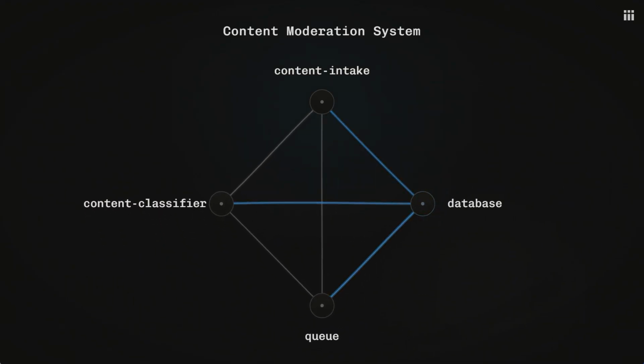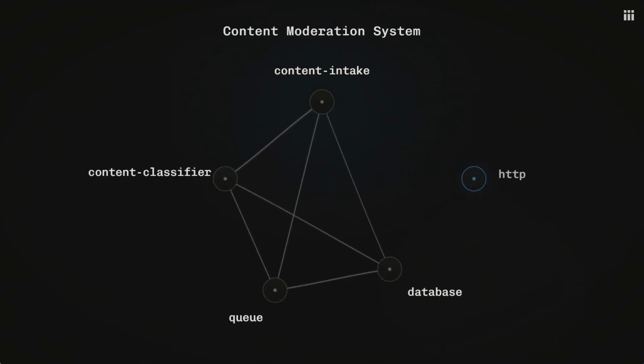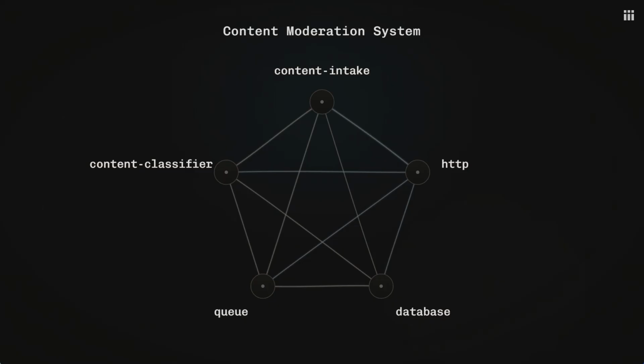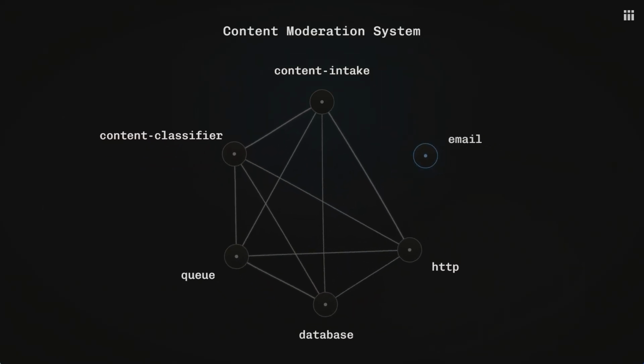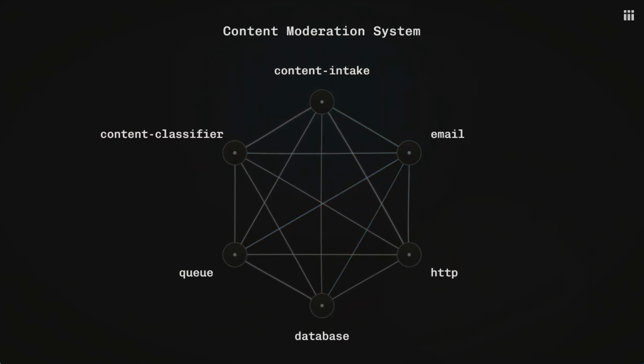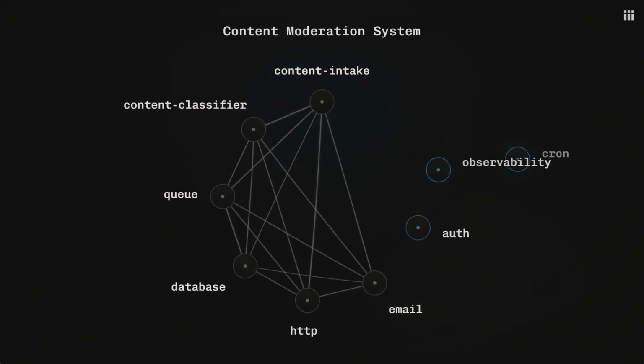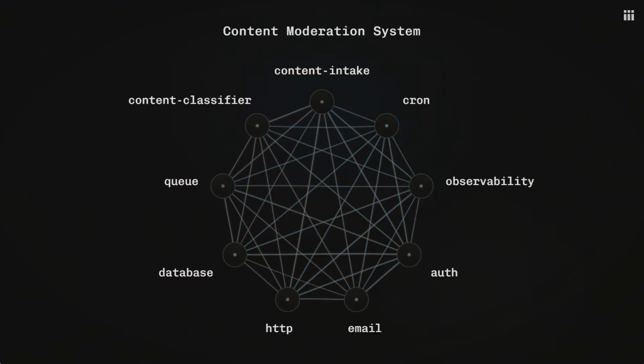You want a record of every verdict, so you add a database. Now comments need to come in over the web, so you add HTTP. You want to flag a moderator when something's toxic, so you add email. And it keeps going. Auth, observability, a scheduler.